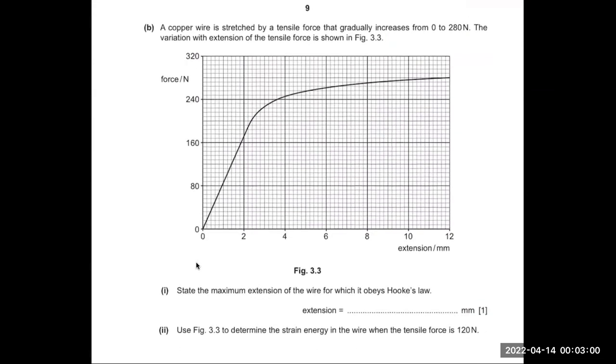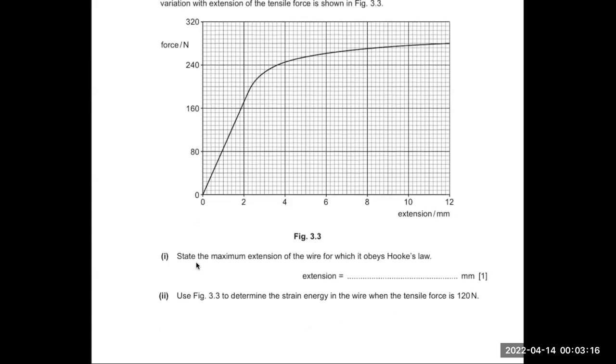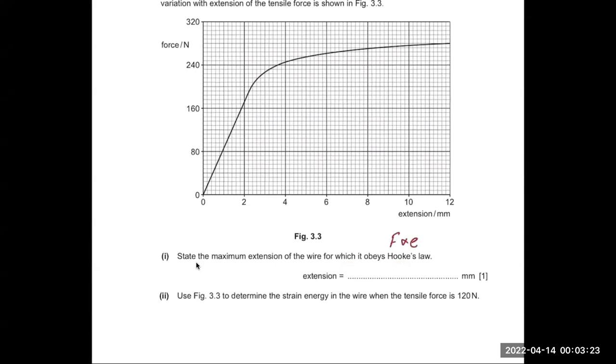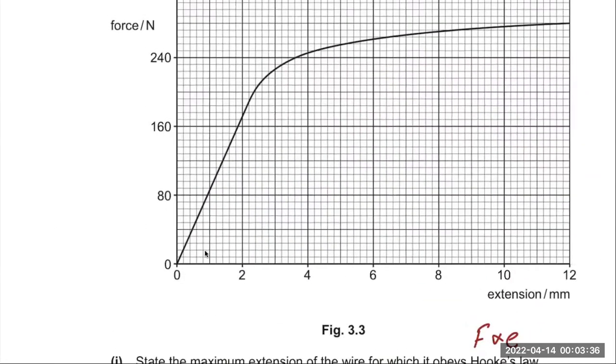Part B says, a copper wire is stretched by a tensile force that gradually increases from 0 to 280 newtons. The variation with extension of the tensile force is shown in figure 3.3. State the maximum extension of the wire for which it obeys Hooke's law. Now, what's Hooke's law? Hooke's law says that force is directly proportional to extension. So you need to find the point up till which it's a straight line, up till which the force is directly proportional to extension or the change in length.